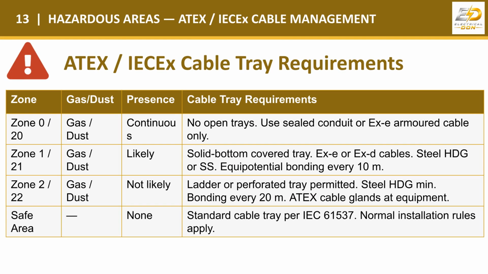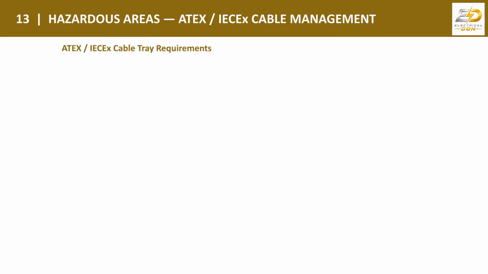ATEX/IECEx cable tray requirements are mandatory and depend on the gas/dust zone. Zone 0/20 requires sealed conduit or XE armored cable only. Zone 1/21 requires solid bottom covered trays and equipotential bonding every 10 meters. Zone 2/22 allows ladder or perforated trays with bonding every 20 meters, while safe areas follow standard IEC 61537 rules.